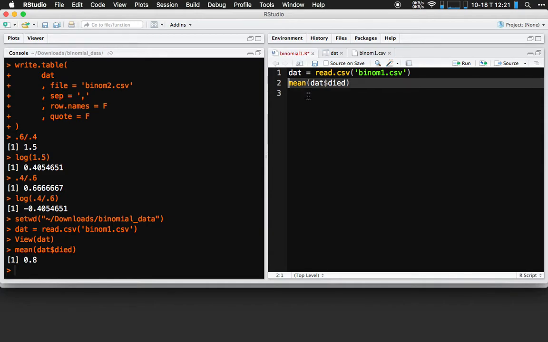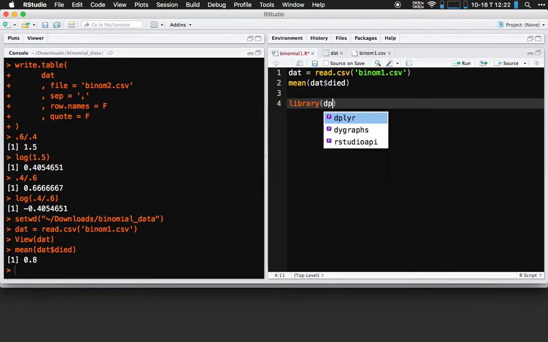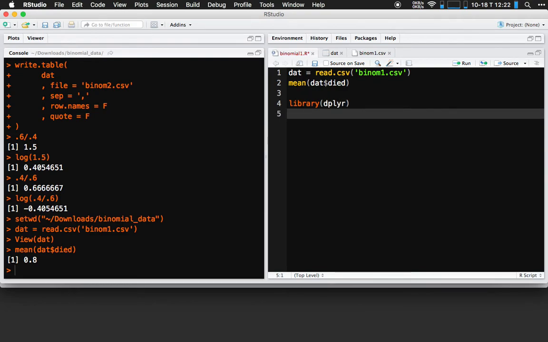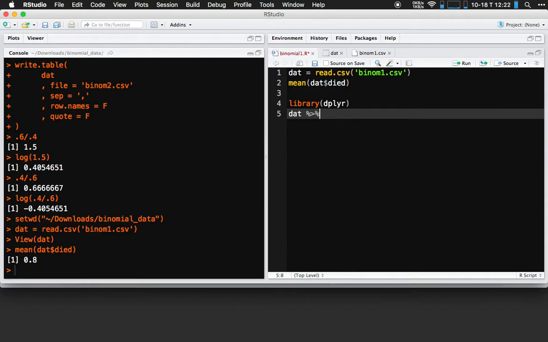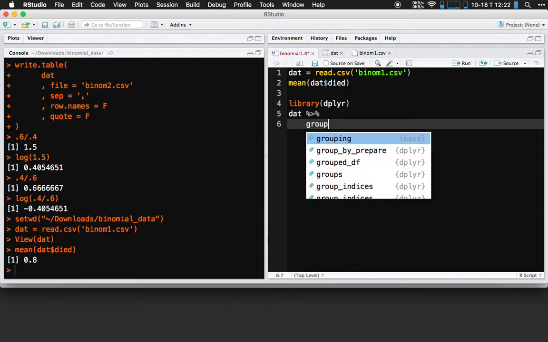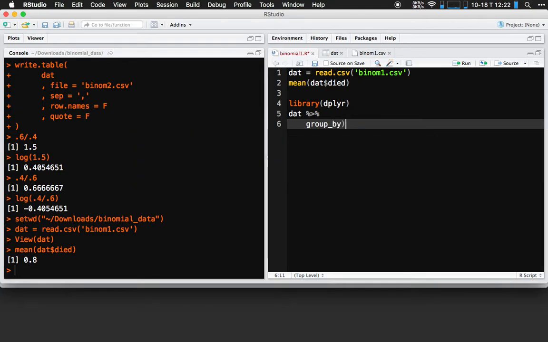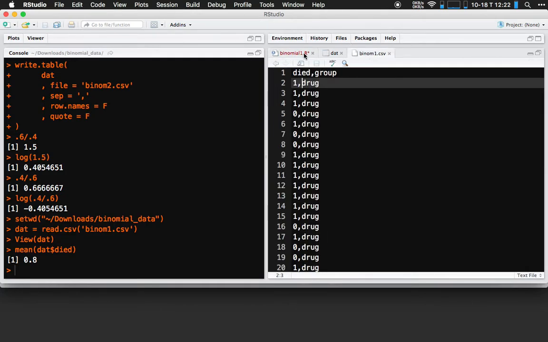If I want to look at each individual group, maybe we do dplyr. So I'll say library dplyr. And I'd say dat, pipe it into group_by, and I'm just grouping by the other column that's in there, which is group.